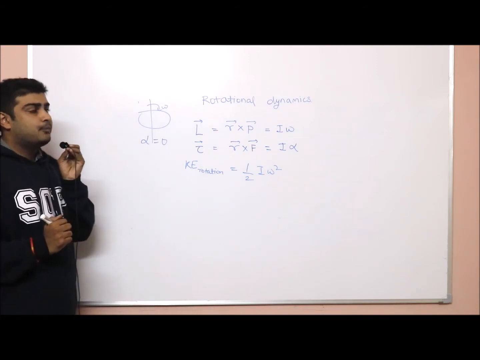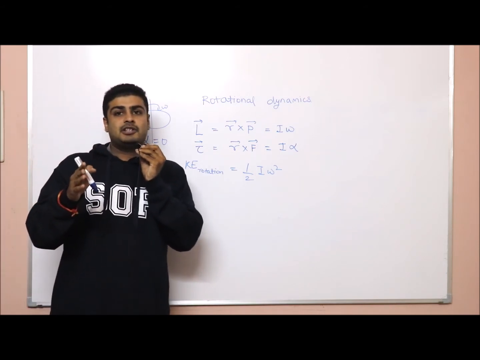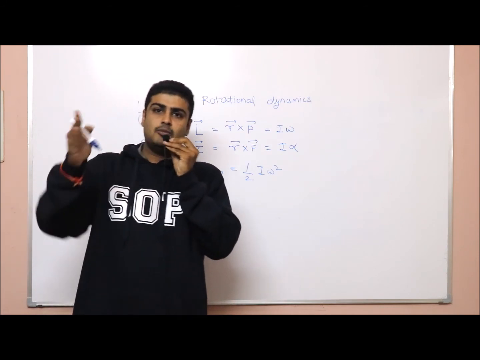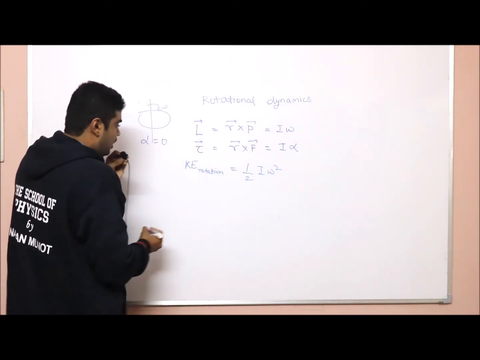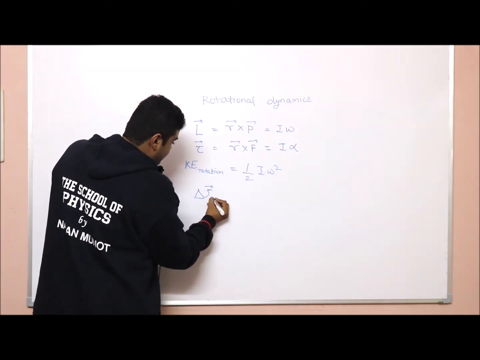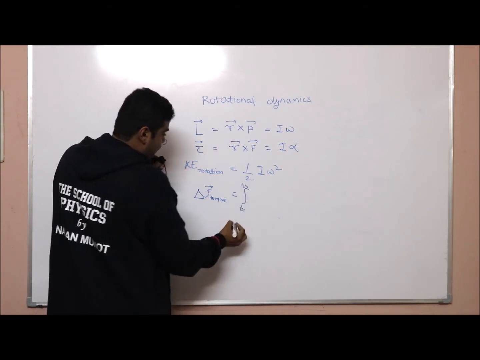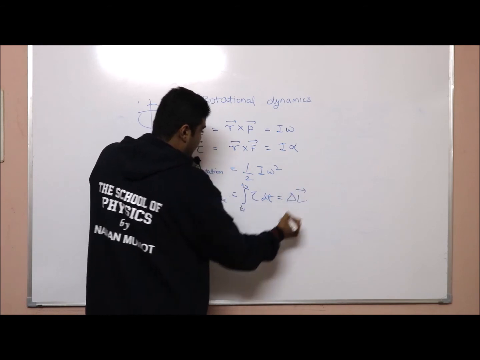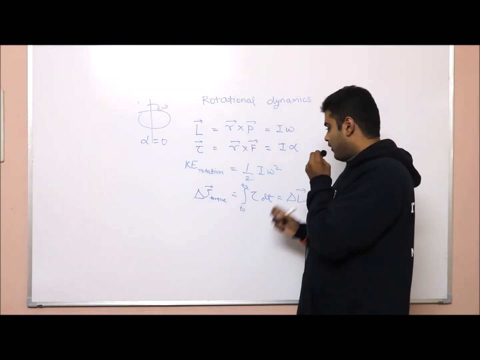Now we discussed impulse. Should I tell you about impulse? You remember what impulse is? In our previous chapter, we discussed impulse, in which impulse was change in momentum. Similarly, there can be an impulse due to torque. Impulse due to torque will be equal to, from time t1 to time t2, torque into dt, which is equal to the change in angular momentum. This will lead us to the principle of conservation of angular momentum.